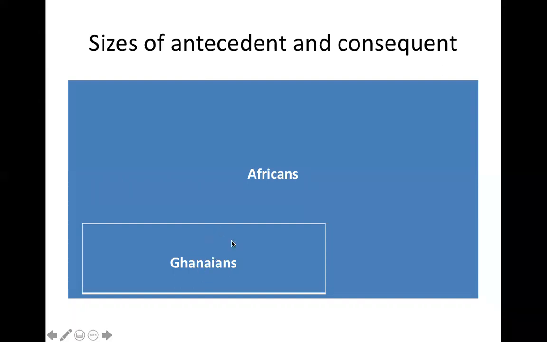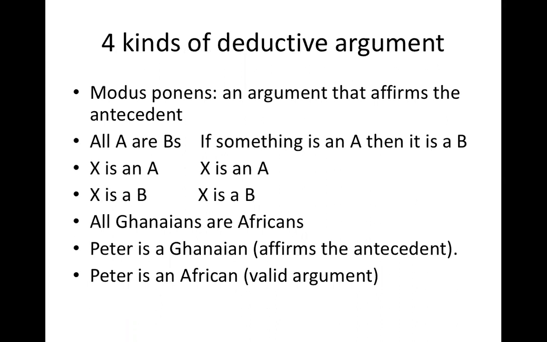Remember that Ghanaians is the antecedent, Africans is the consequent. That is why modus ponens is a valid argument. If you say all Ghanaians are Africans and you identify Peter as a Ghanaian, then automatically Peter is an African. That's modus ponens. Now let's go back. Modus ponens, an argument that affirms the antecedent. All A's are B's. All Ghanaians are Africans. Peter is a Ghanaian, therefore Peter is an African. So any argument that affirms the antecedent is a valid argument.